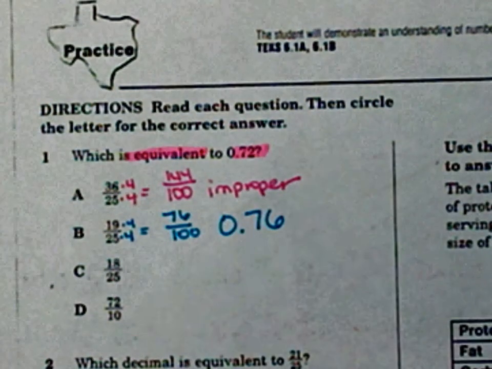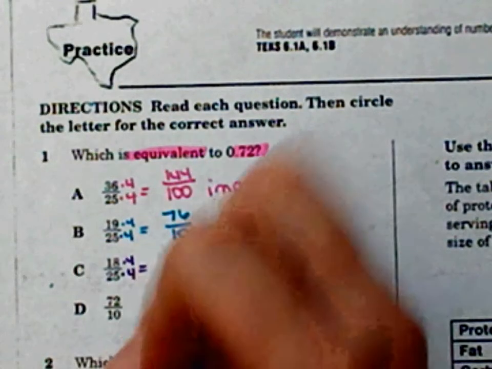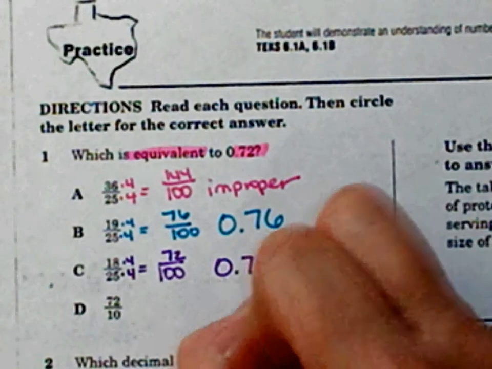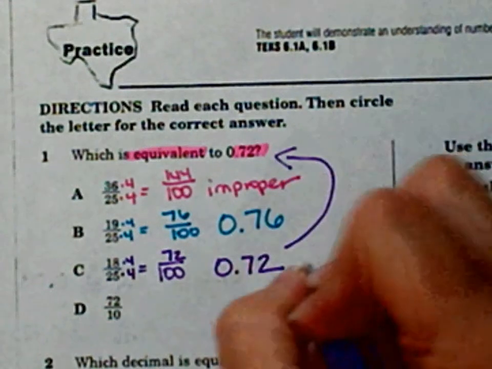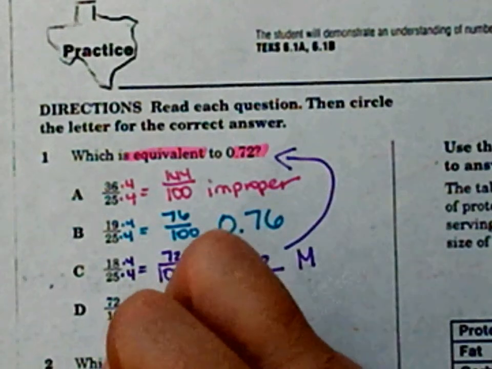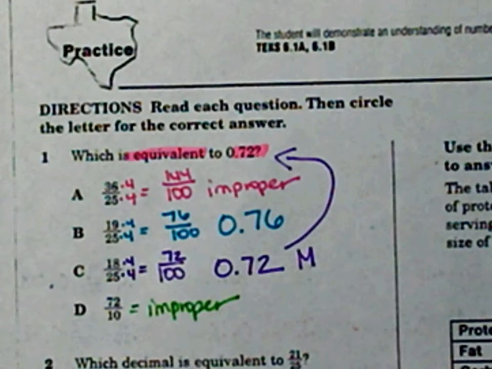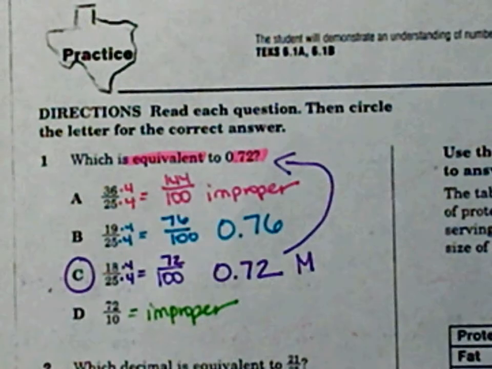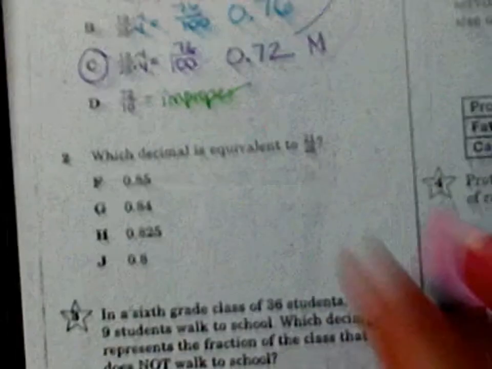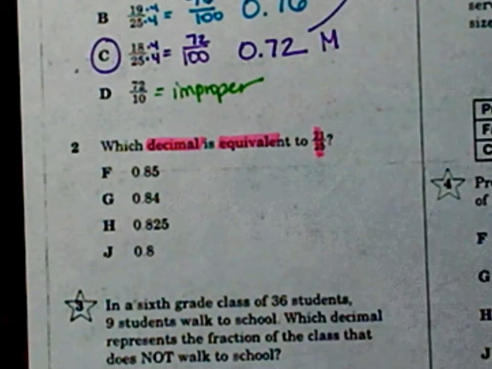So if I'm going to convert that to a decimal, it's going to look like that. Those two do not look the same. So the next one, 18/25, I know now that I can multiply by 4, and I'm going to get 72 hundredths, which when I convert that to a decimal looks like that. Those two match, so that's a possibility. And then 72 over 10, well, without doing anything, I can already see that's improper. So that one's out. So my best answer for this one is C. All I have to do is convert them to check.